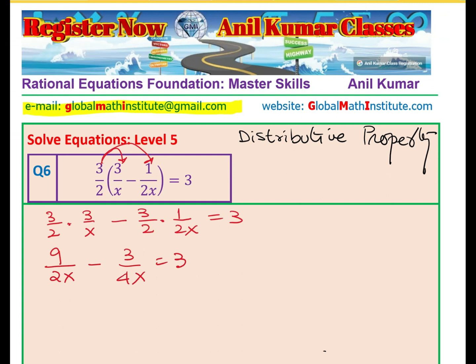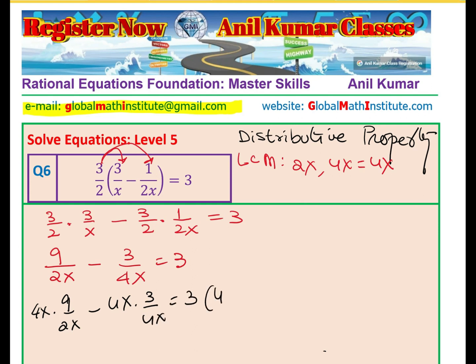And now we have to take the lowest common denominator or multiple, which is in this case between 2x and 4x. And the number is 4x, correct? So to make it 4x, we have to just multiply by 4x, get rid of it, right? So we'll just multiply by 4x. So we have 4x times 9 over 2x minus 4x times 3 over 4x, right, equals to 3 times 4x. Now clearly we can simplify, cancelling these terms, 2 remaining there, 4x cancels.